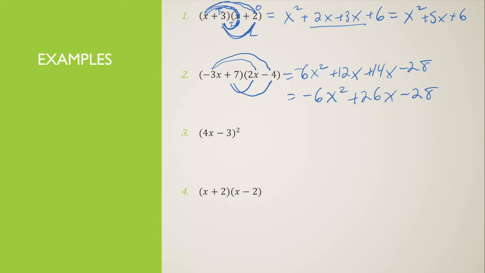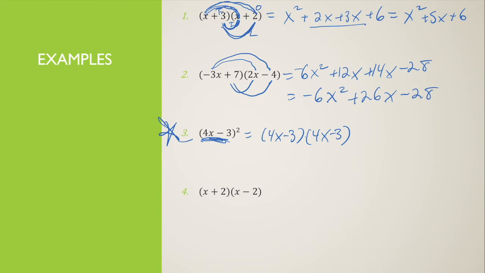For example 3, remember when I square something, I want to multiply that thing by itself twice. So I'm not going to distribute that square. That's the number one mistake students make, so pay attention to this example. It's not distributing the square, it's taking 4x minus 3 times 4x minus 3. We're squaring what's inside.